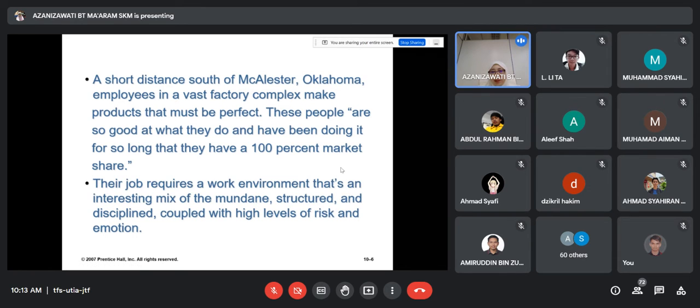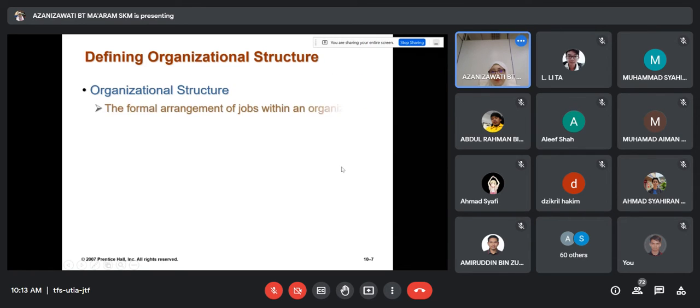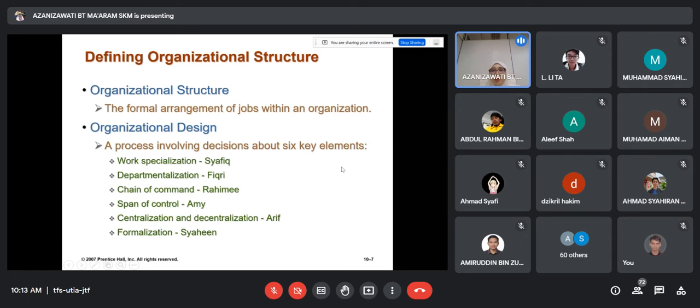Okay, this one we can skip. Okay, defining organizational structure. Okay, this is what I forgot. After the class the other day, I would have preferred for you to do the 6 key elements. But it's okay. Now it is 10:15.